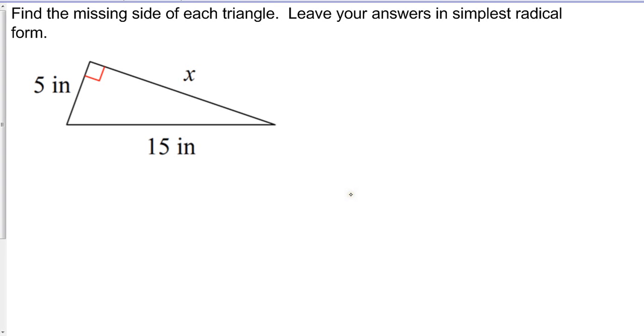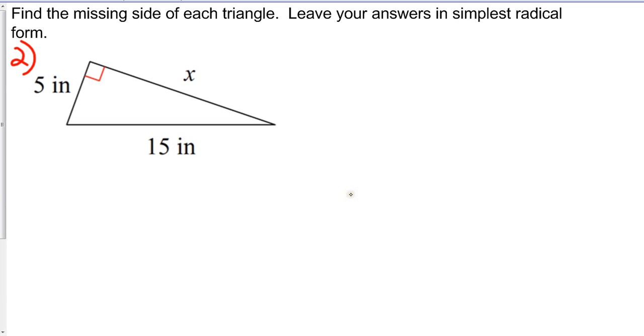Okie dokie, we got our new video for Geometry SLO Review Worksheet number 6, the Pythagorean Theorem. Again, I picked a couple of problems off the worksheet. This first problem is problem number 2. We are going to find the missing side of each triangle. Leave your answer in simplest radical form.